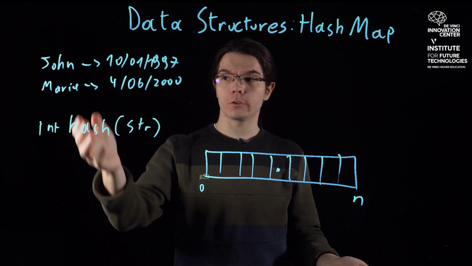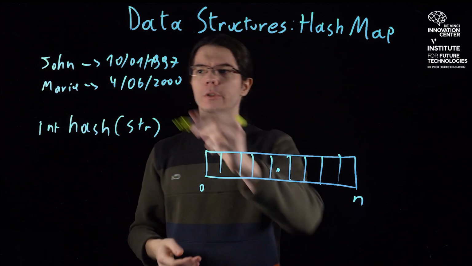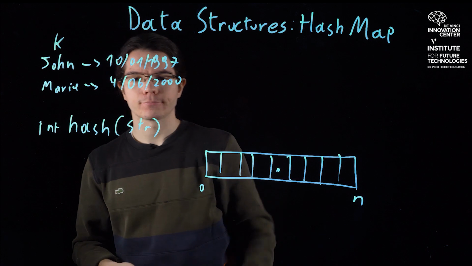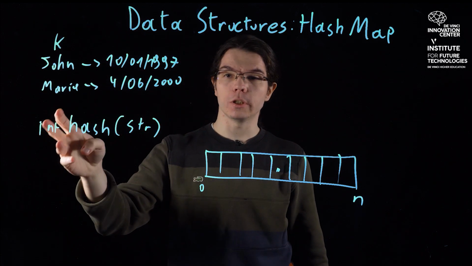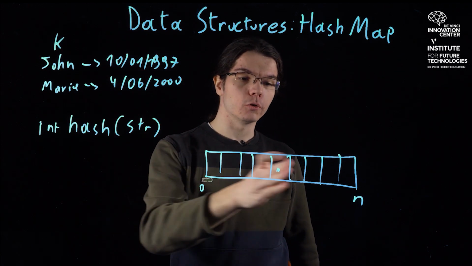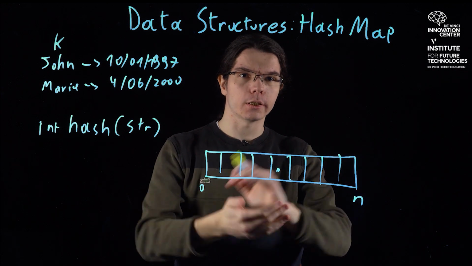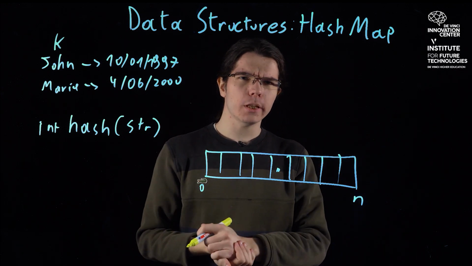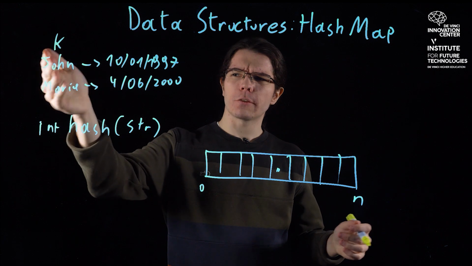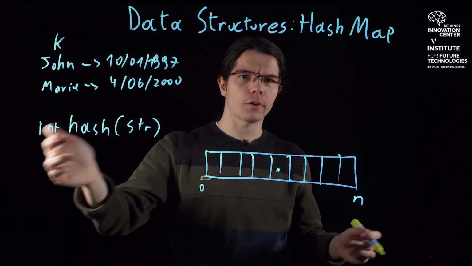So now we have a way to transform our key. We're going to call this side a key. We're going to transform our key into an integer. This integer is going to be a number between 0 and n. And now there's a problem. What if we actually have two keys that give the same hash?